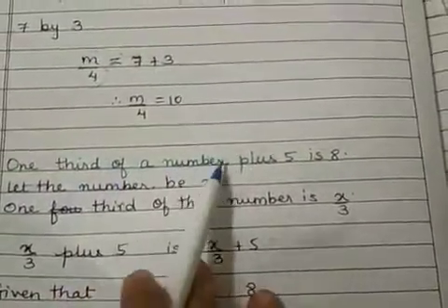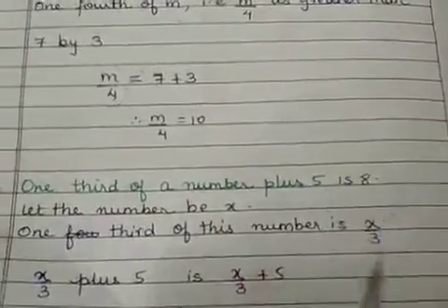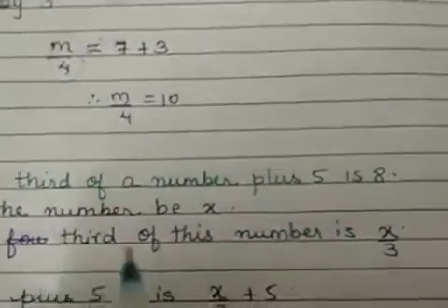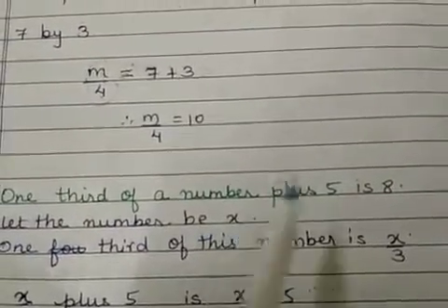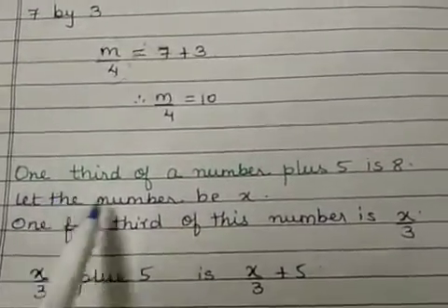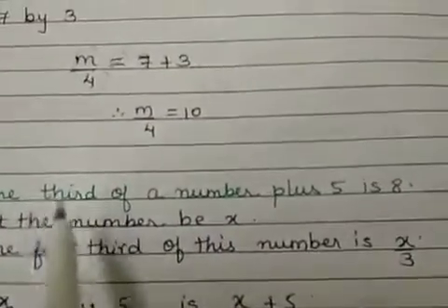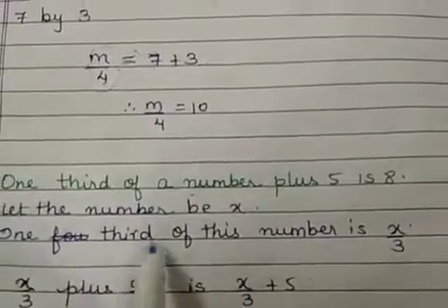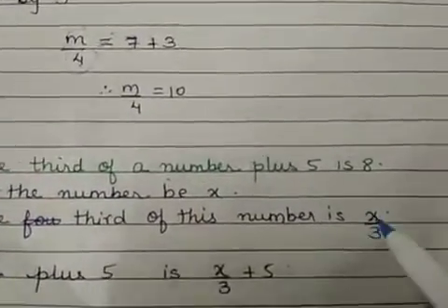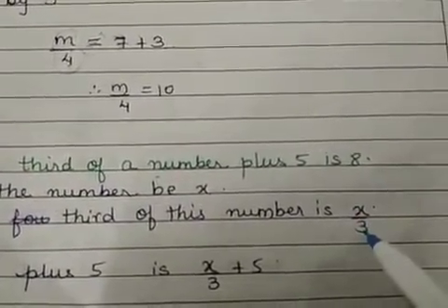Let us see the third example. 1/3 of a number plus 5 is 8. Now you don't know what the number is, so let us take the number to be x, y, z. You can take anything. So let the number be x. So break the statement. 1/3 of a number. So what will be 1/3 of this number? 1/3 of this number is x upon 3.